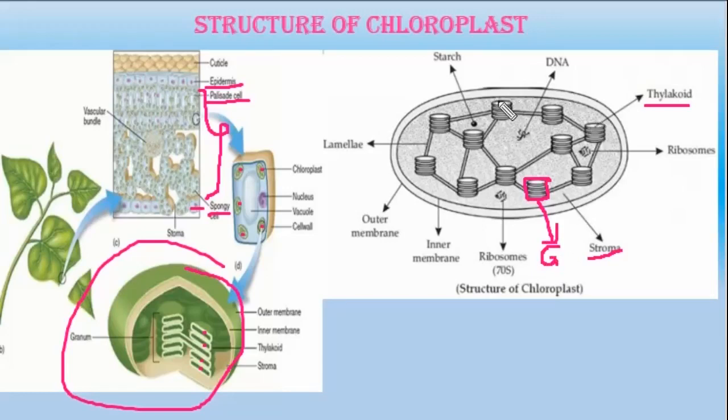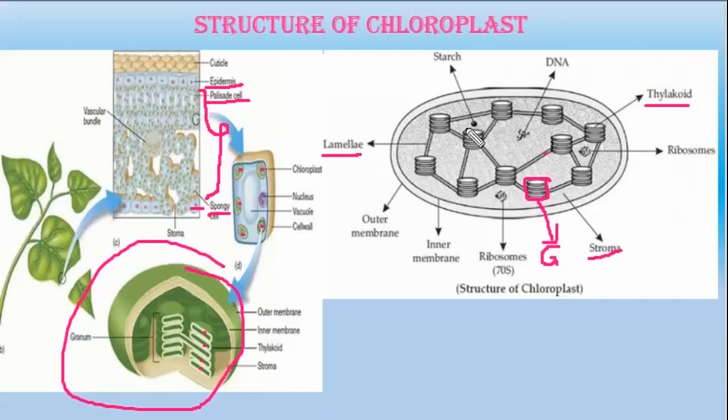A number of grana are present, and these grana are interconnected by a membrane, known as the intergranal thylakoids or intergranal membrane. This membrane is also known as stroma lamellae. The membrane or thylakoid which connects the two grana is known as stroma lamellae.